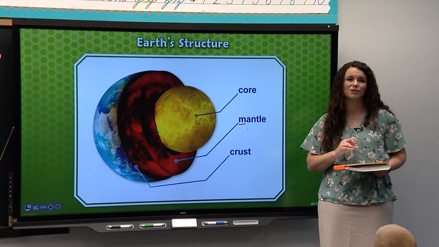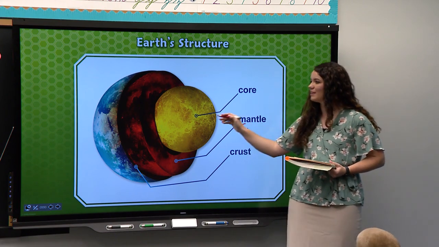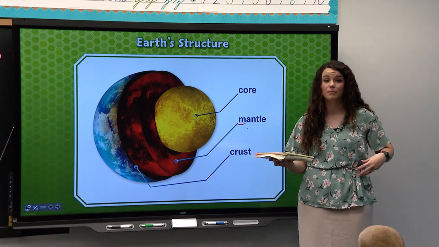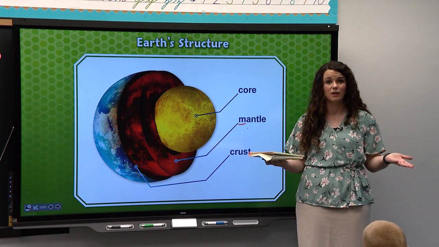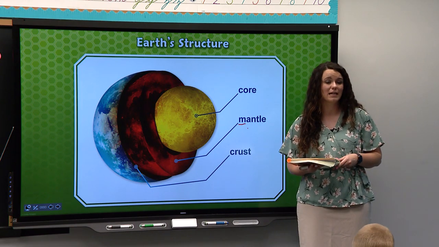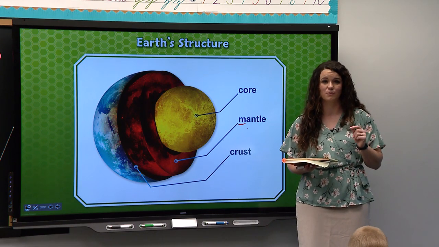And if you can get those two down, then you can remember that at the center is the core. Just like your body, the center part of your body is called the core, so is the center of the earth. Those are some helpful hints as we continue reading. Let's take a look at what each portion or layer of the earth is responsible for.